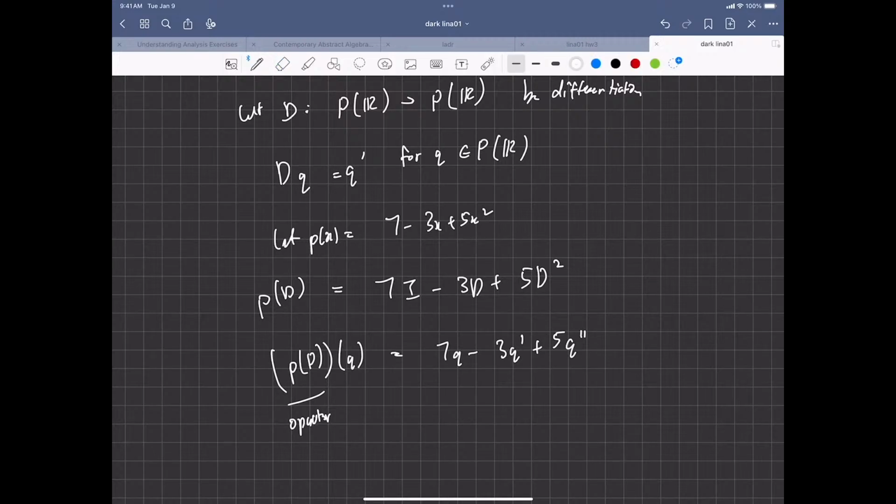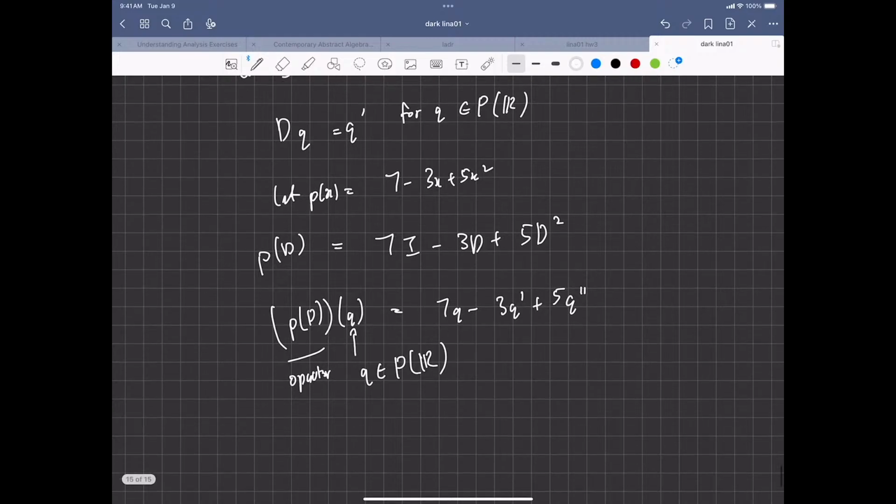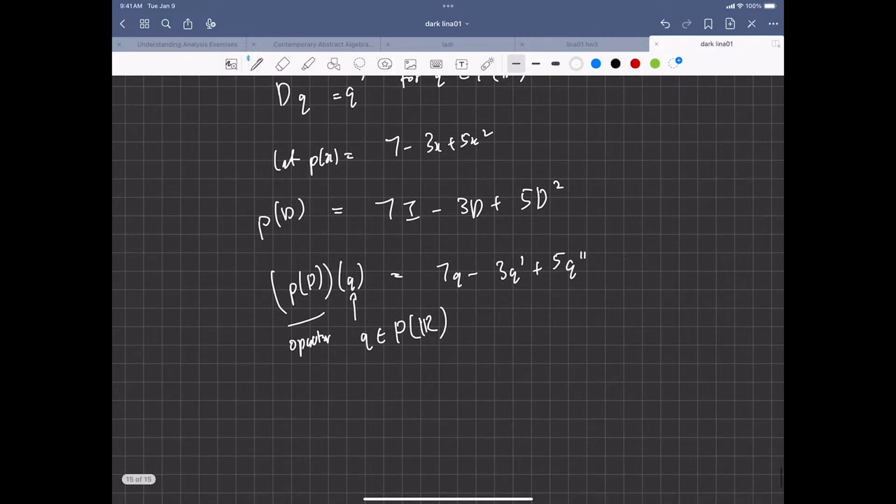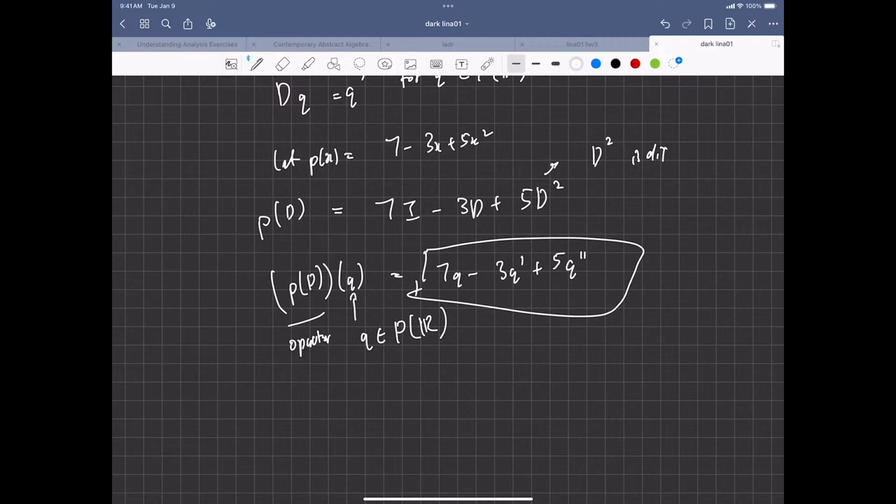If we apply the operator to Q, for Q an element of our polynomials, so if we apply P to D, and we take this resultant operator applied to Q, then this is what we get from it. And so again, what is D squared? D squared is just differentiating twice.